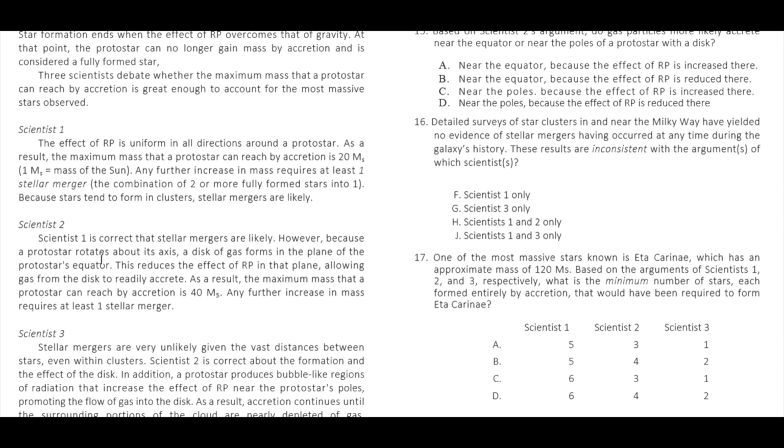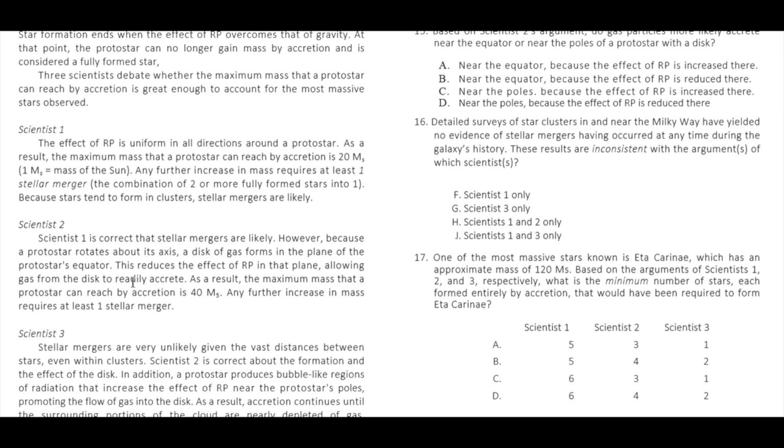However, because a protostar rotates about its axis, a disk of gas forms in the plane of the protostar's equator. Okay, a disk of gas in the plane of the protostar's equator. Okay, so let's go back to the answers. And that suggests that it's either A or B, not C or D, because we know that gas is in the plane of the equator, and C and D deal with the poles.